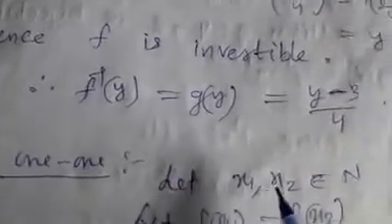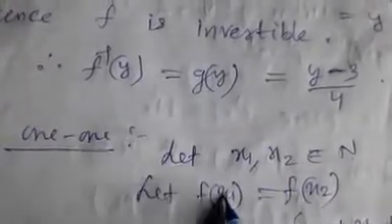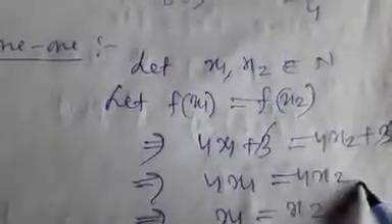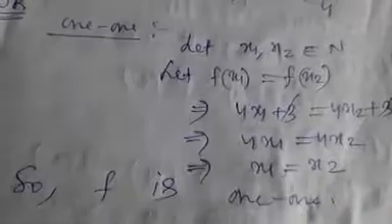One-one: let x1 and x2 belong to the natural numbers, and let f of x1 be equal to f of x2. That implies 4x1 plus 3 is equal to 4x2 plus 3. That implies 4x1 is equal to 4x2. So x1 is equal to x2. So f is one-one.